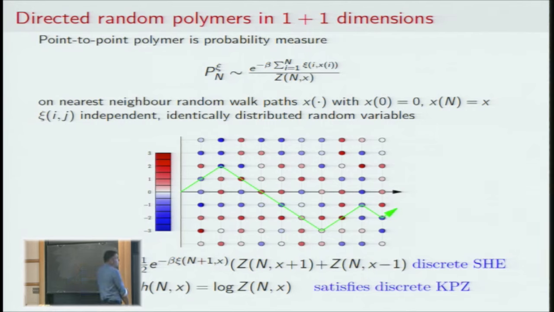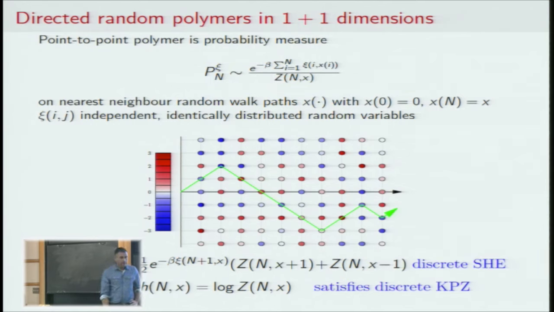Okay. So in directed random polymers, we'll have a background of IID random variables on, say, Z plus times Z. Think of this direction as time and this direction as space. In the picture, the size of the random variable is just encoded by a color. So you have a bunch of IID random variables. And now you make an energy, the energy of a path. So here's a random walk path.